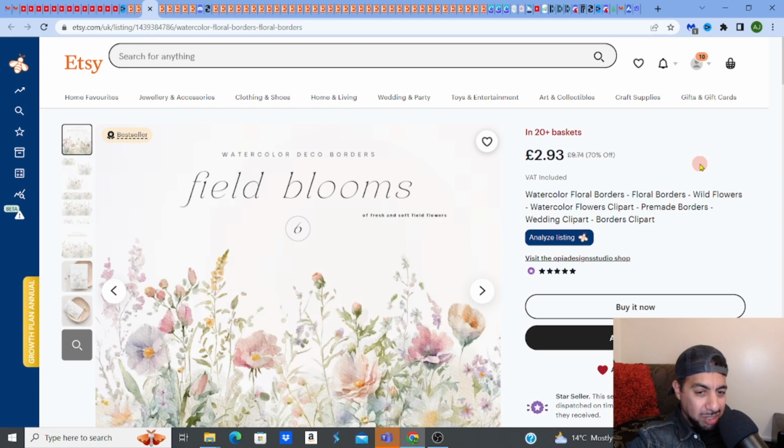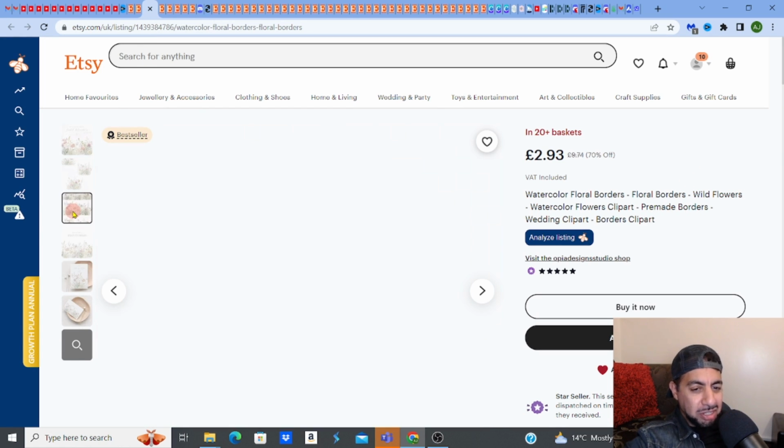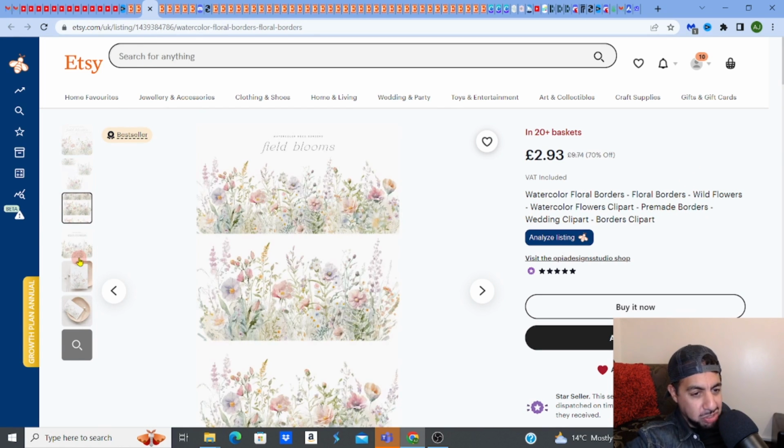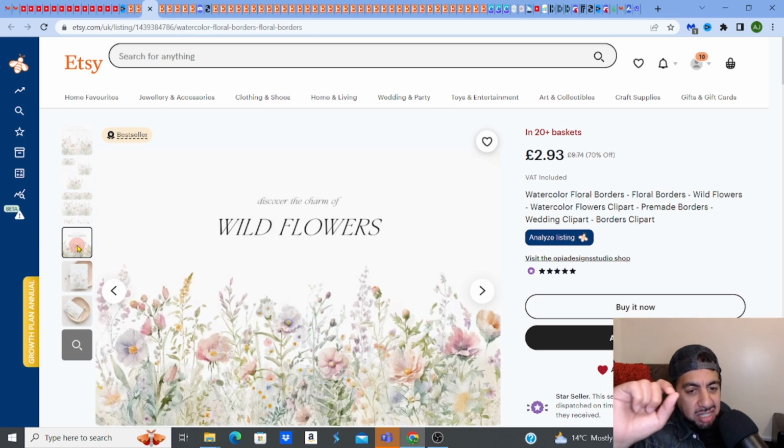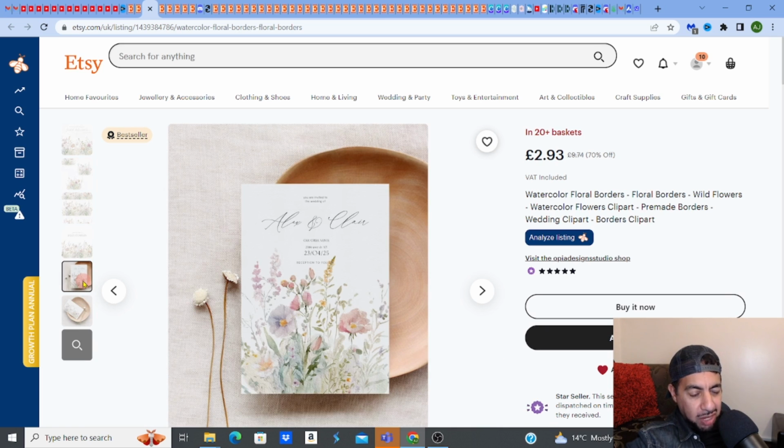But my second one is clip art. And the reason why I love clip art so much is of its versatility and the reason why people love it. So for example, these wildflower clip arts you can see on my screen, you can see the mock-up.